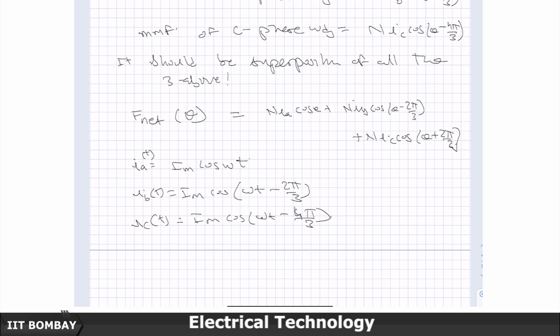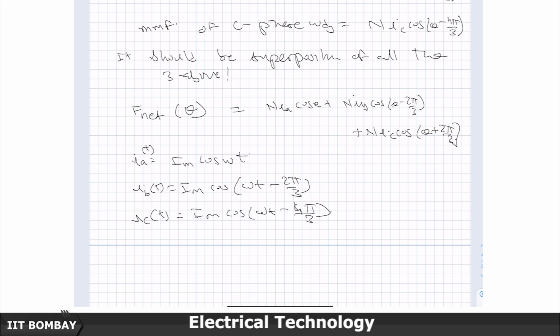So, in that sense, because the currents are a function of time, F net will not be just a function of theta. The correct way to write this would be F net of theta comma t, because if the windings were carrying constant current independent of time, then F net would only be a function of theta.